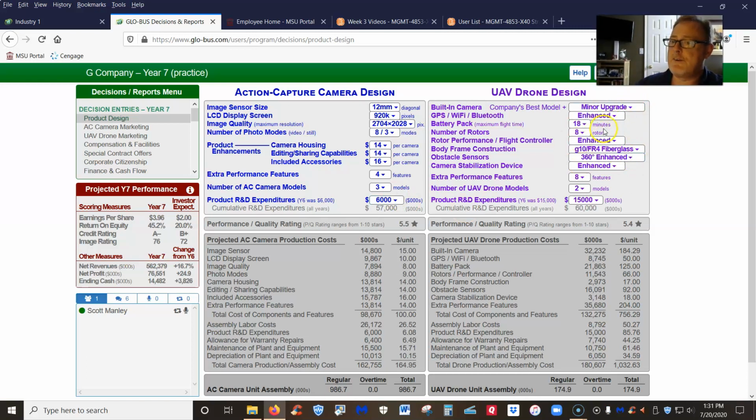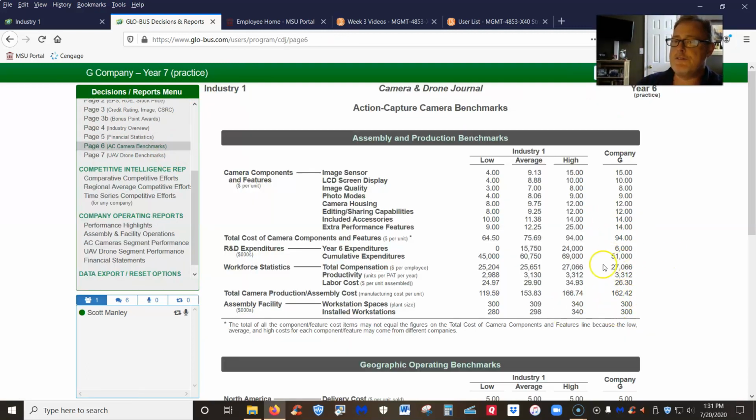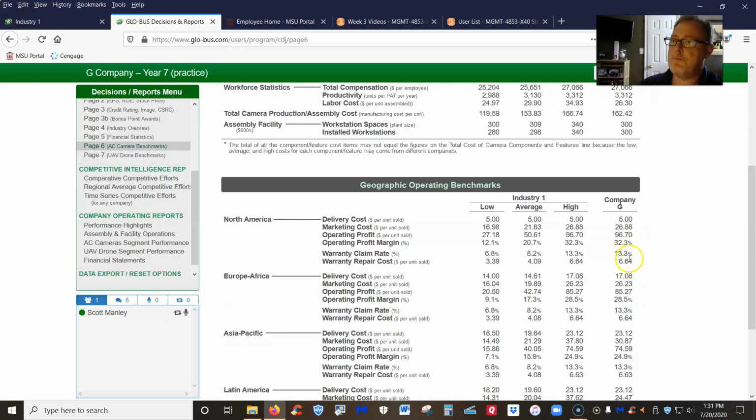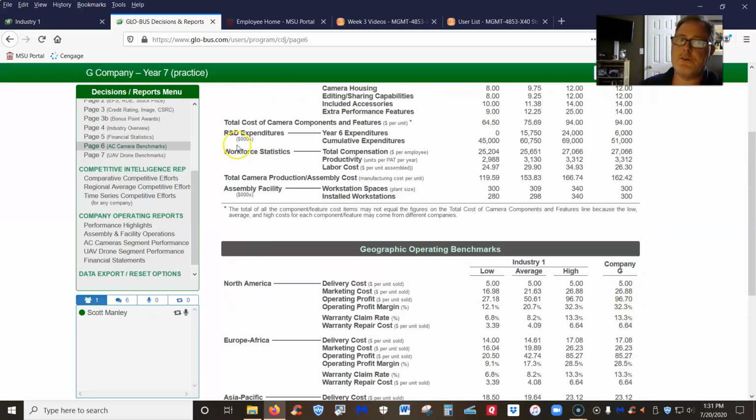I specifically increased the amount of money that I spent on the battery pack. I increased the rotors and pretty much just did the right combination. Here, I actually did not increase research and development hardly at all. It's $15 million, okay? So if you take a look at the action capture camera benchmarks, you can see where you rank relative to the industry. Company G, obviously, I'm going to be on the higher end for assembly and production benchmarks, but you also want to be on the higher end for your operating profit margins if you're running a differentiation strategy.